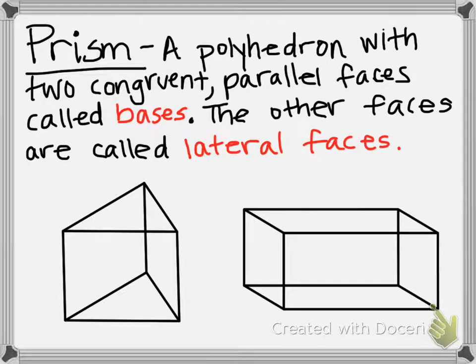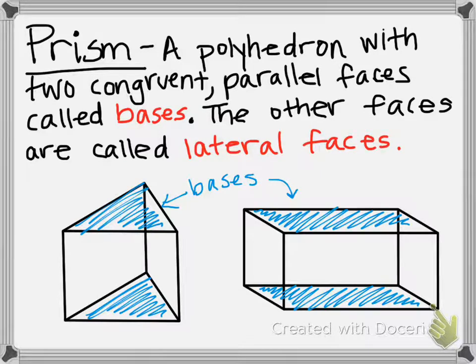So first, I want to talk about what a prism is. A prism is a polyhedron, so that's a three-dimensional figure that has flat sides, with two congruent parallel faces that are called the bases. The other faces are called lateral faces.